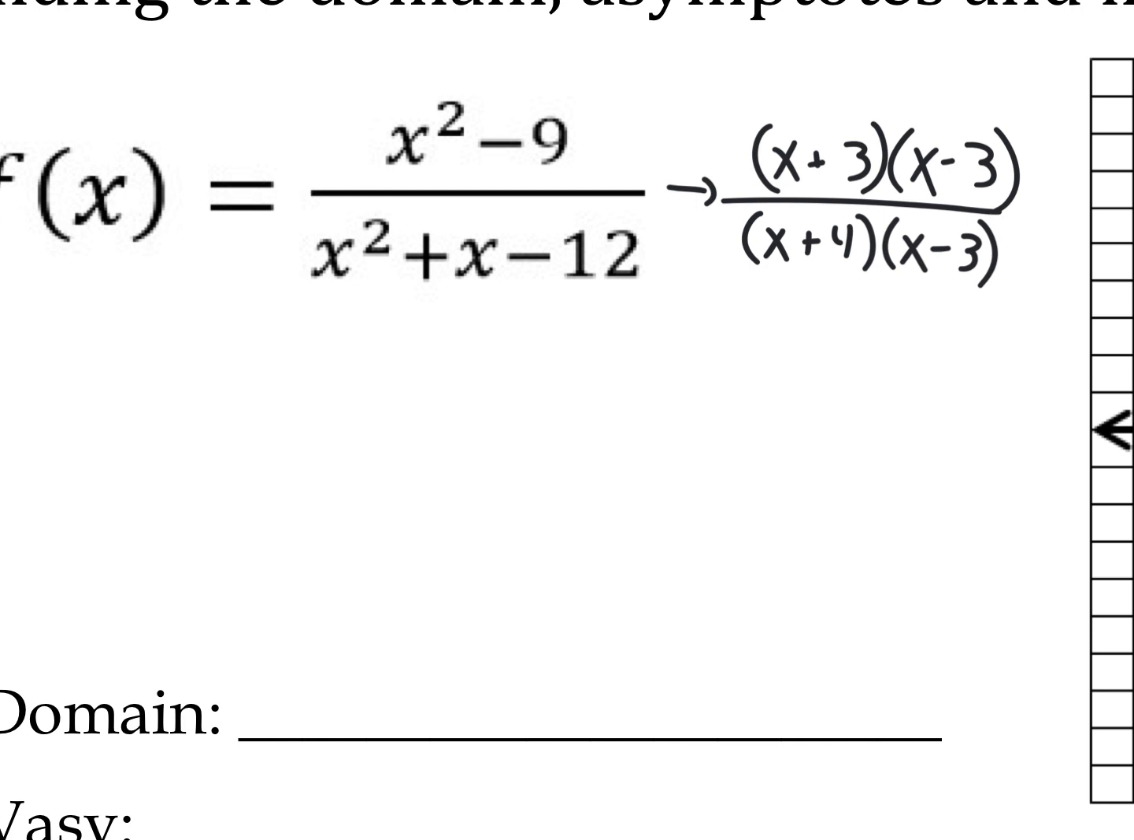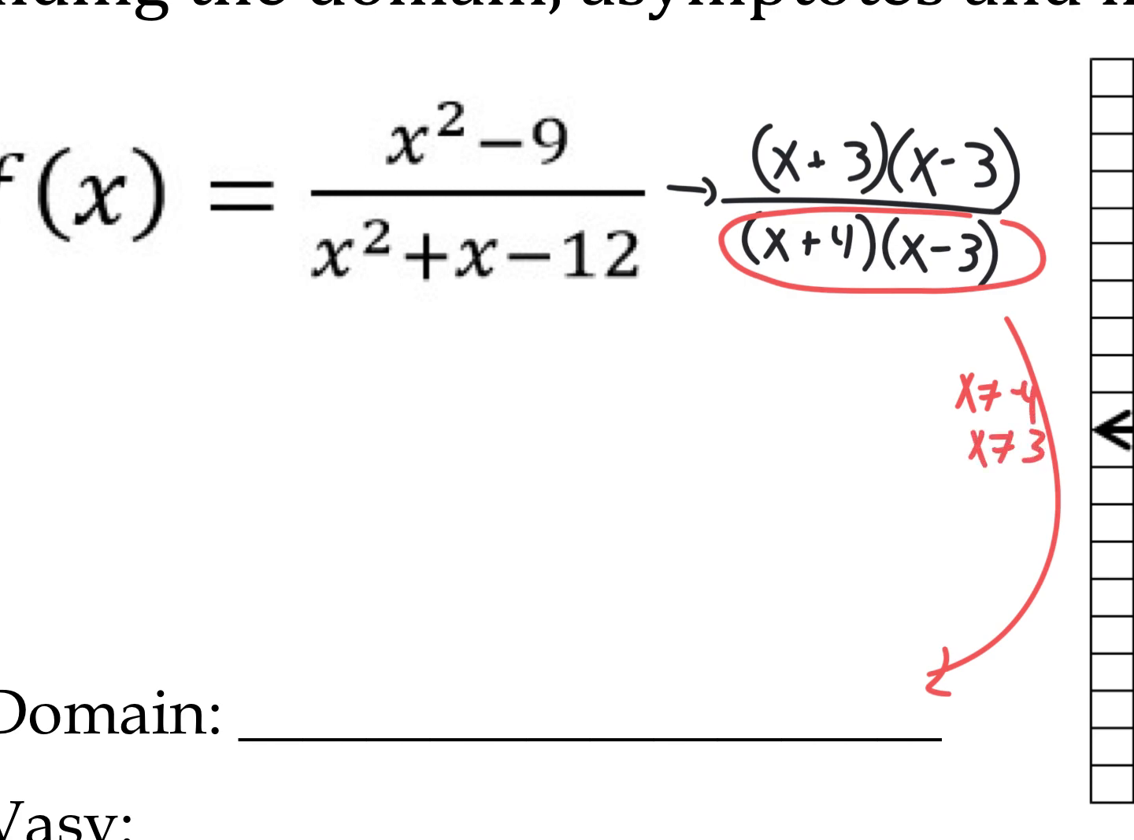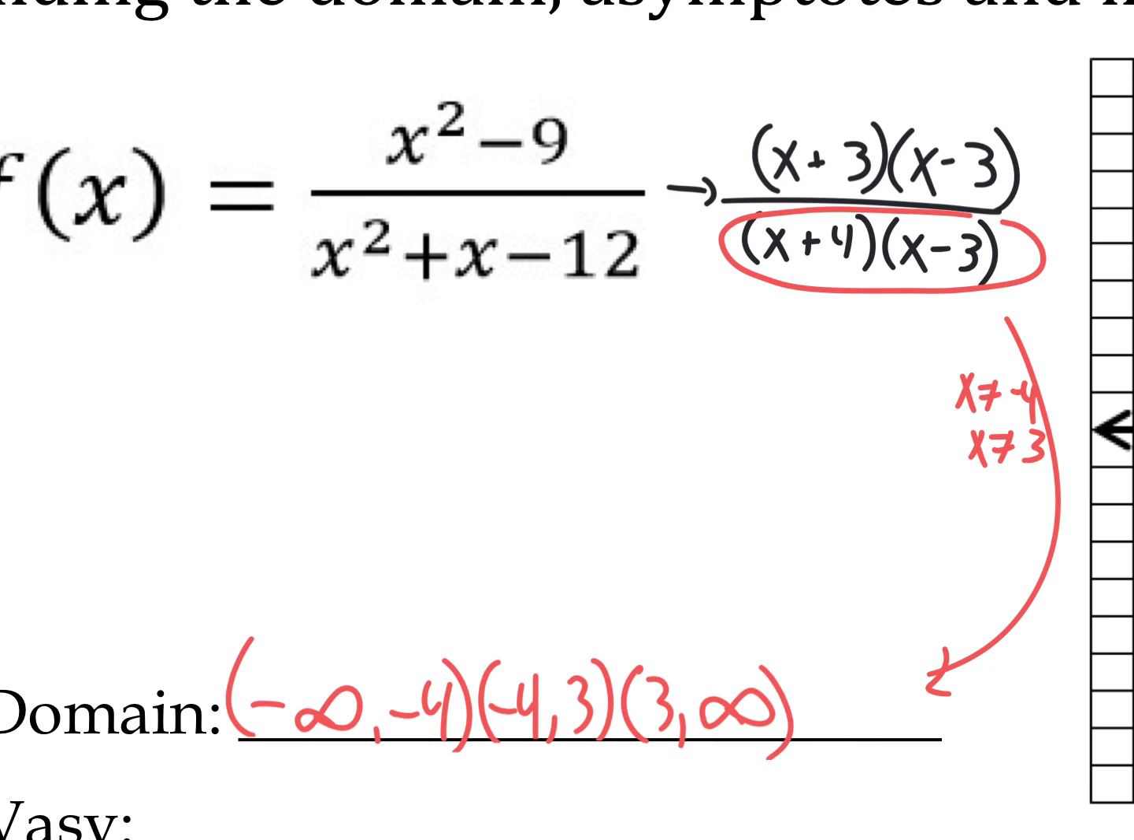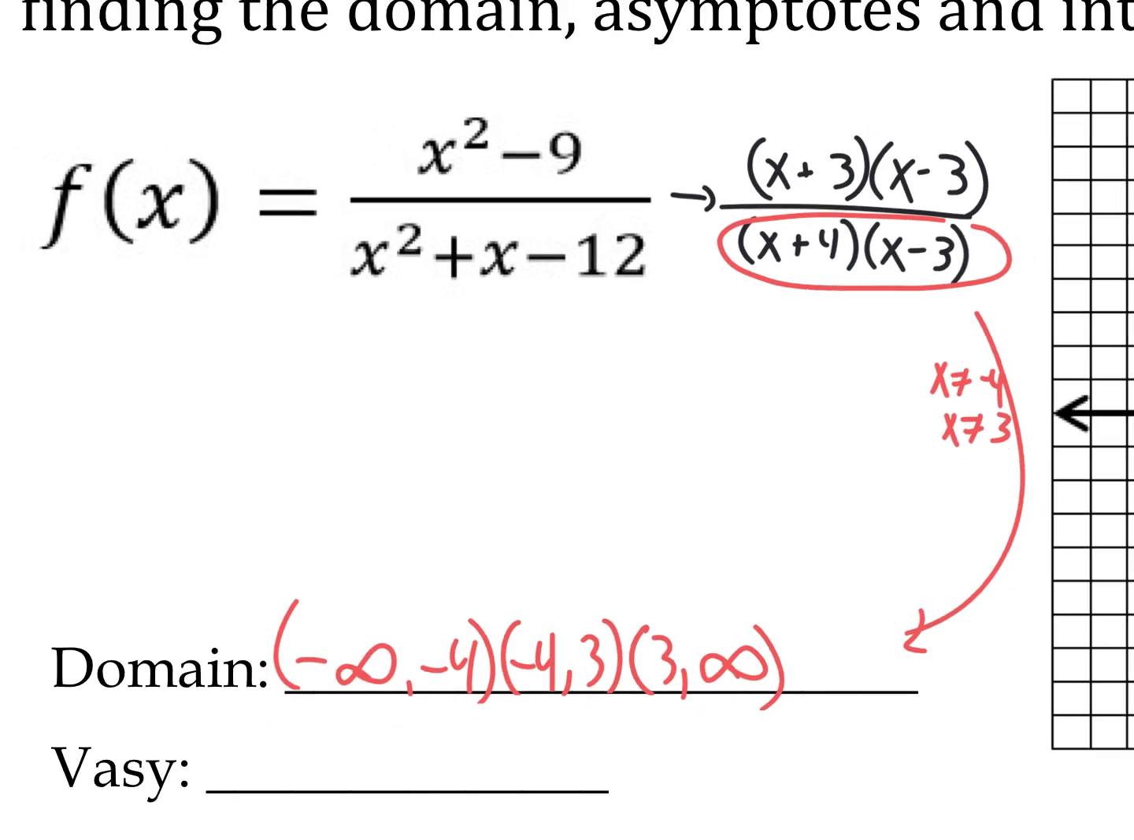At this point, I'm noticing my domain by looking at the bottom here. x is not allowed to equal negative 4, and x is not allowed to equal 3. So my domain is going to be negative infinity to negative 4, negative 4 to 3, and 3 to infinity. Make sure you always write these in order, lowest to highest, least to greatest.